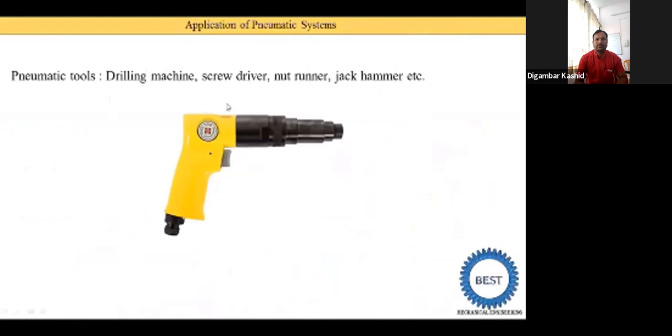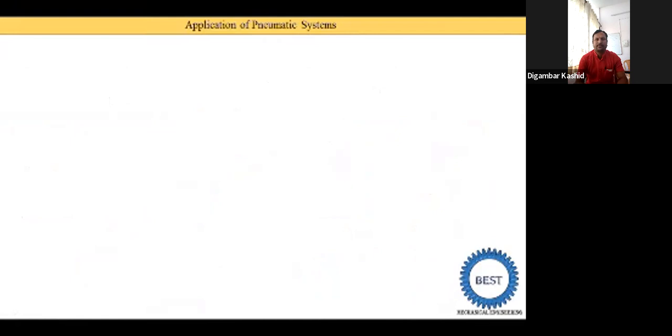Out of these, here you see this image of the screwdriver. It is generally used to tighten or loosen a bolt, and it runs using compressed air. So that's why it is called a pneumatic tool or a pneumatic system.